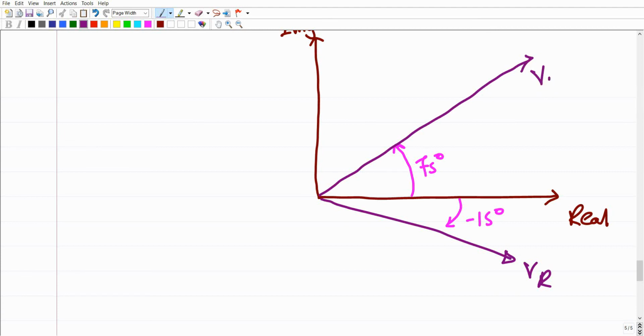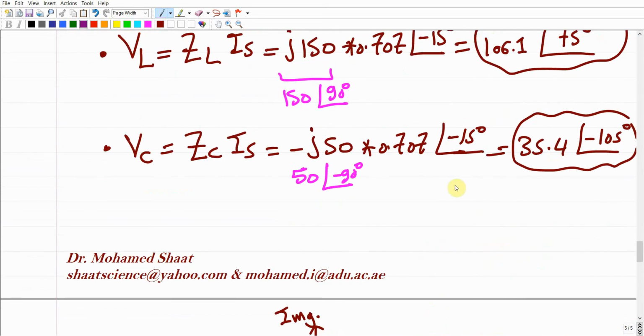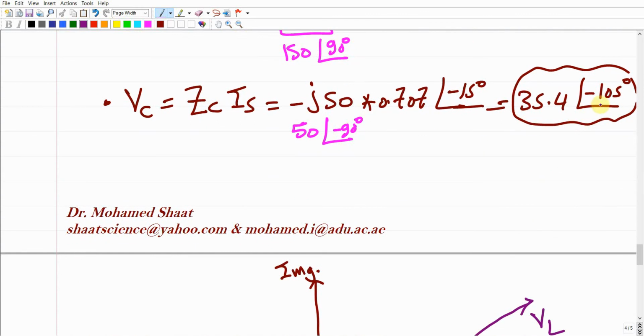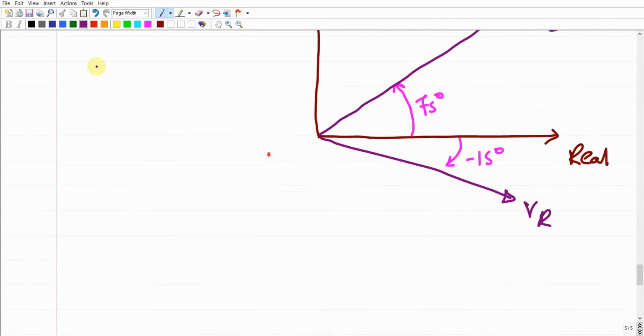So this is going to be VL value, and this is the angle. How about the VC? It should be shorter than both, and its angle is negative 150. Negative 150 means that you're just going to rotate all the way 90 degrees, and you're going to move further into the third quadrant. So it's going to be located somewhere here.